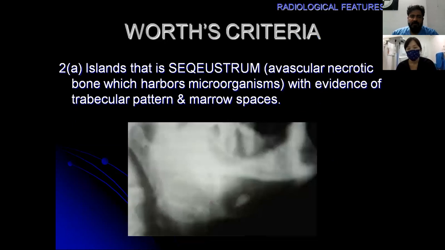The islands are the sequestrum, avascular necrotic bone which harbors microorganisms, with evidence of trabecular pattern and marrow spaces. So you can't use a sequestrum as a bone graft, because it harbors microorganisms. Otherwise, you would say this is a type of bone also, so we can use it in a bone graft. No.